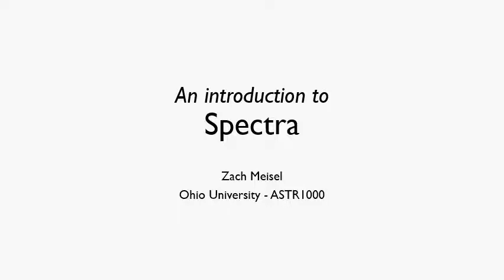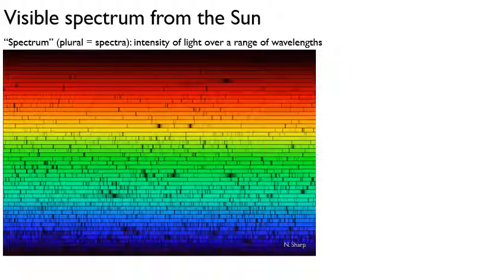Here is an introduction to spectra to accompany Chapter 5 of the textbook Astronomy from OpenStax. So a spectrum, if you're talking about one object, or spectra if you have many spectrums, is basically just the intensity of light over a range of wavelengths. And this beautiful picture shown here is the spectrum of the sun in the visible wavelengths.